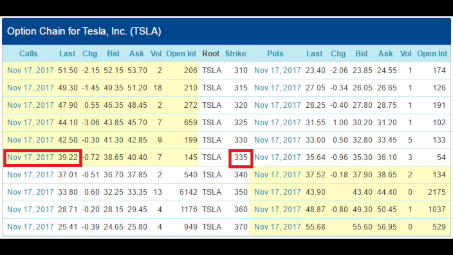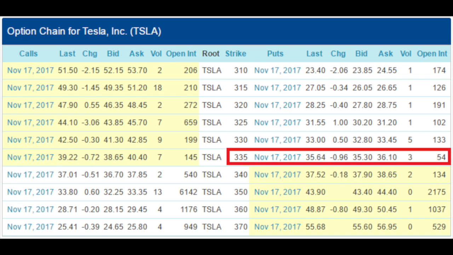For example, someone that buys a call option at the price of $49.22 has the right to buy a stock of Tesla at the price of $335 in the next 5 months. The one that is selling that option gets his $39.22 immediately, the option premium, but runs the risk of unlimited losses if Tesla's stock price goes up.